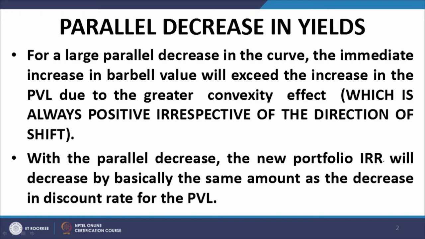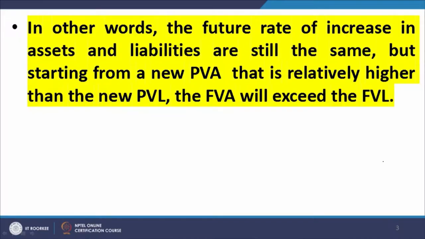With the parallel decrease, the new portfolio IRR, that is the IRR of the barbell combination, will decrease by basically the same amount as the decrease in the discount rate for the present value of liabilities. Because the shifts are parallel across the entire spectrum of spot rates, it is approximately true that the portfolio IRR or the barbell IRR will decrease by the same amount as the decrease in the IRR or the YTM of the liability.